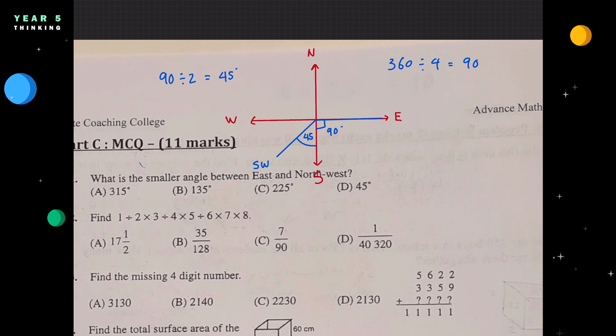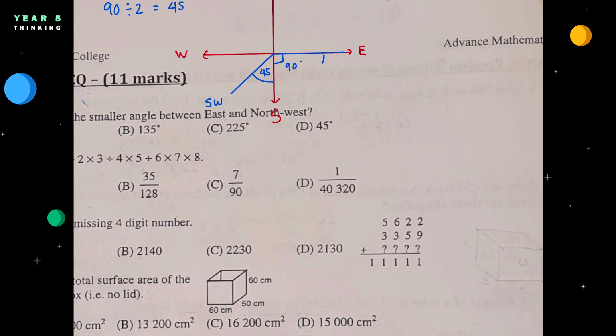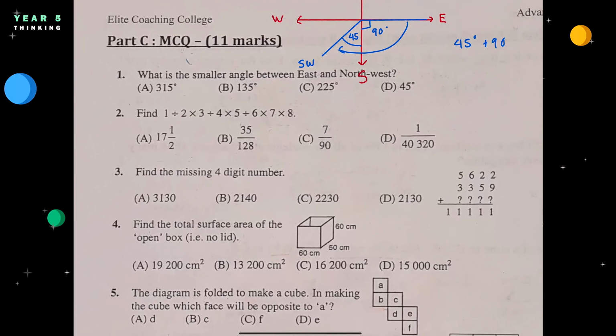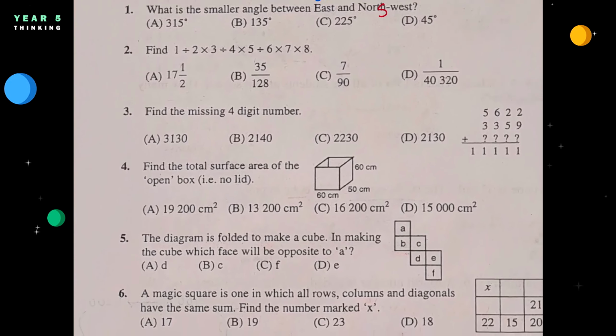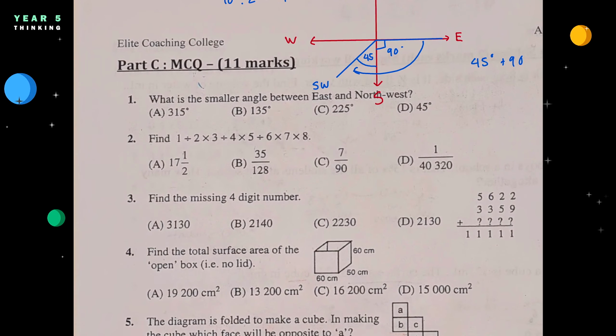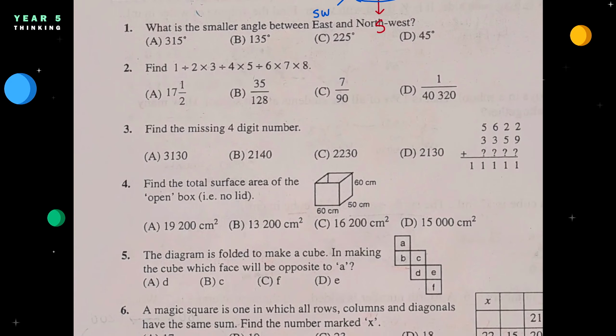So if you want to find the small angle between east and southwest, we just add them together. We say, okay, what's 45 degrees plus 90 degrees? And you can probably figure that out yourself. You can add them up, just a matter of addition. Alright, next one. Actually, I'll just answer that for you. Actually, no, I'm going to leave it for you to answer.